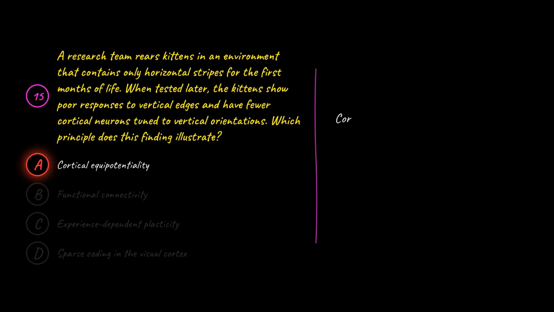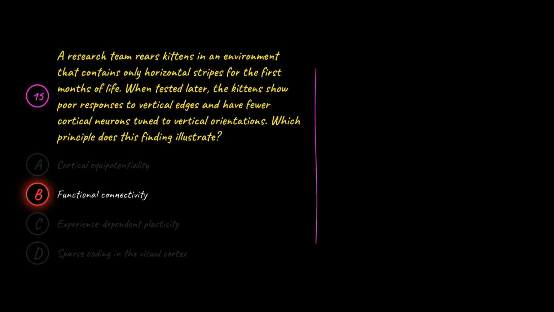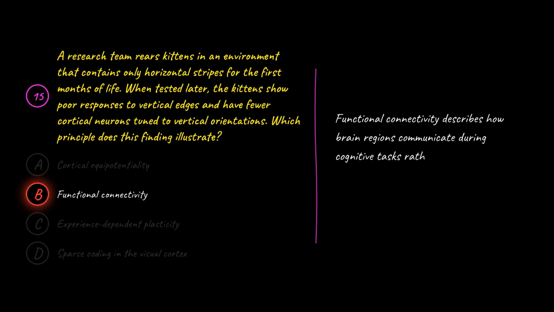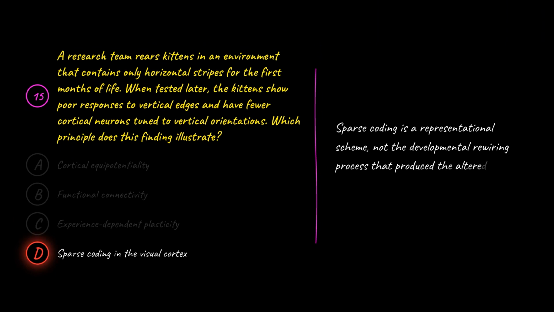A is wrong because cortical equipotentiality claims that any region can take over any function, a position not supported by orientation-specific changes driven by experience. B is wrong because functional connectivity describes how brain regions communicate during cognitive tasks rather than how individual cortical neurons gain their tuning preferences. D is wrong because sparse coding is a representational scheme, not the developmental rewiring process that produced the altered tuning in the kittens.